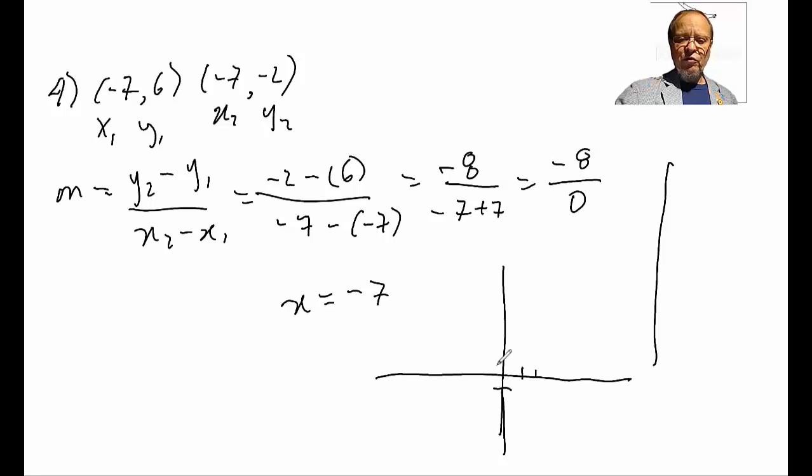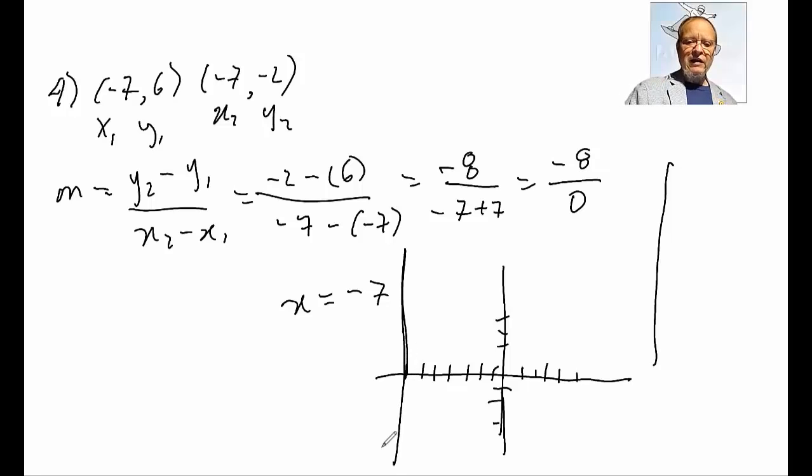1, 2, 3, 4, 5, 6, 7, 1, 2, 3, and then put a few lines here. And so that means that x is equal to -7 would be a vertical line like this, and this would be our line, x is equal to -7. But essentially this is undefined, but when it comes to the graphing world, that means that it is a vertical line.